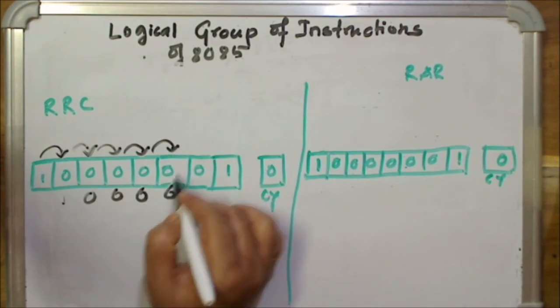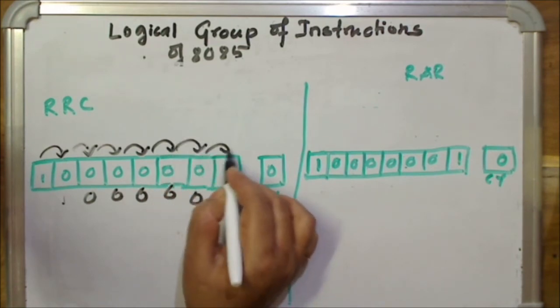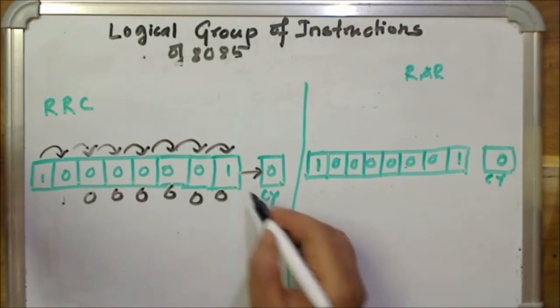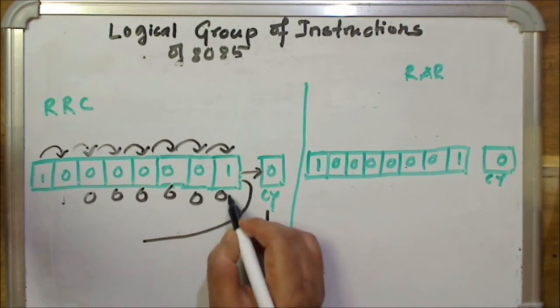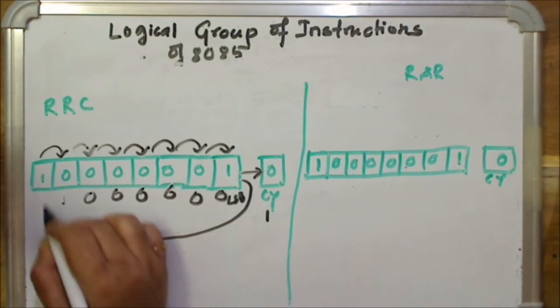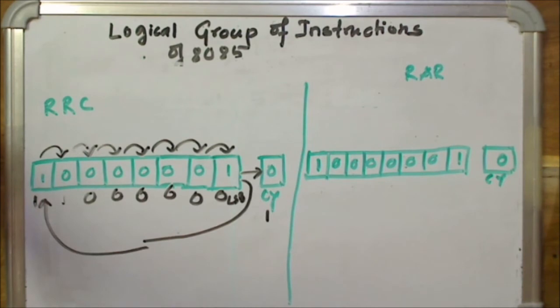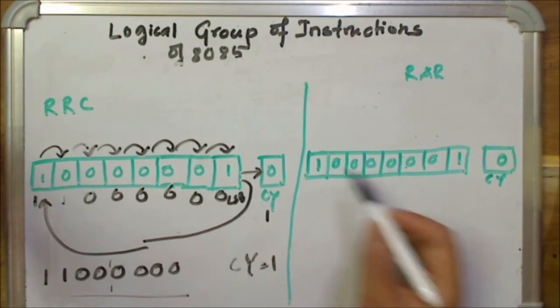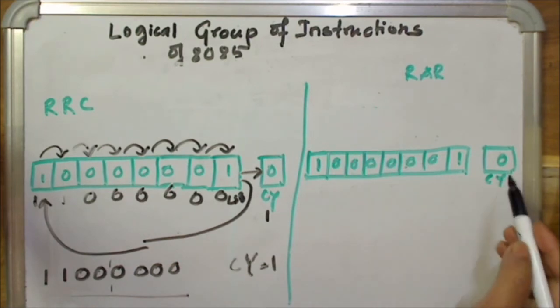This bit will go here, this will be 0, this bit will go here, this will be 0, this bit will go here, this will be 0, and this 1 will be going here, the carry will be 1. And the same, this is the LSB, the same one will go here, that it will be 1. So I will get 1 1 0 0 0 0 0 0, right? So this is our new value of the accumulator with the carry 1. Okay, the same data is loaded in the accumulator with the carry 0.